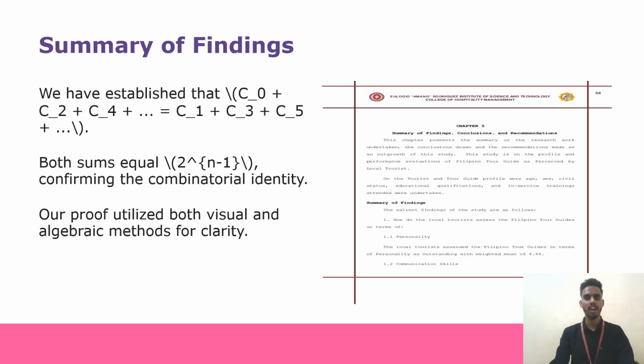Summary of findings. We have established that C0 plus C2 plus C4 plus and so on equals C1 plus C3 plus C5 plus and so on. Both sums equal 2 power n minus 1, confirming the combinatorial identity. Our proof utilized both visual and algebraic methods for clarity.